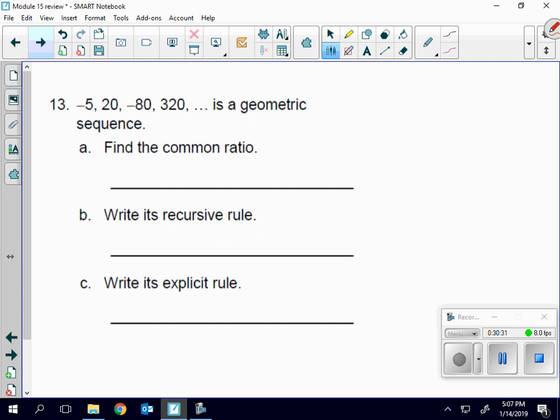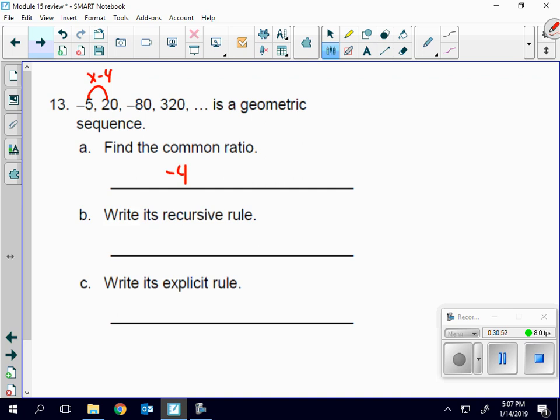All right, number 13. Find the common ratio. What am I doing to get from there to there? It looks like I'm multiplying by -4. So the common ratio is -4.